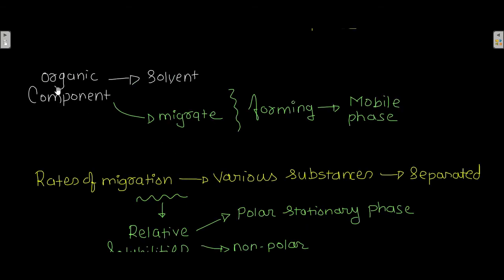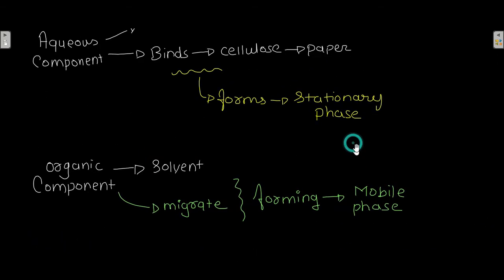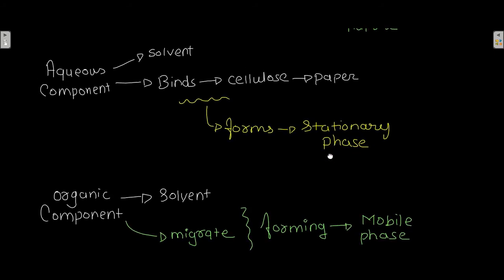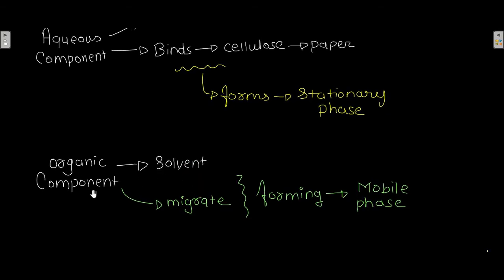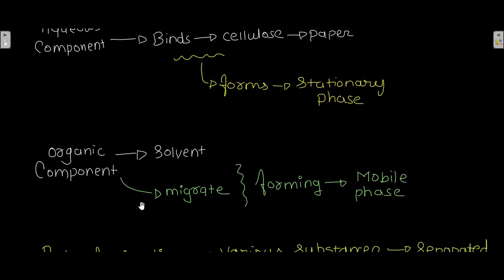Now the organic component of the solvent migrates, and that organic component is your mobile phase. So the solvent mixture has two things, the aqueous component and the organic component. The aqueous component with the cellulose forms the stationary phase, whereas the organic component migrates, and that is the reason why it forms the mobile phase.